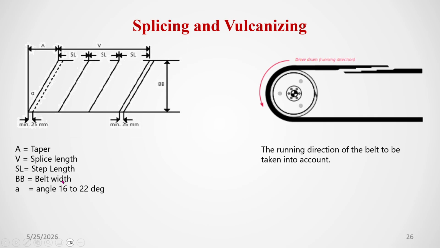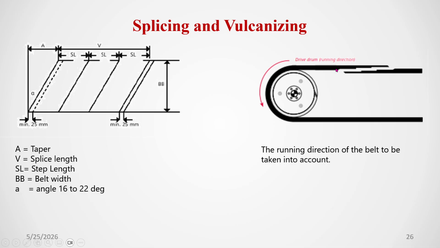Angle is 15 to, you have to cut this ply in angles, that is 16 to 22 degrees, and your joint should be like this. Your belt movement is like this. So on this side will be the bottom, this side will be at the top. This should not be top, or this side should not be bottom. This should be at the bottom, this will be at the top.